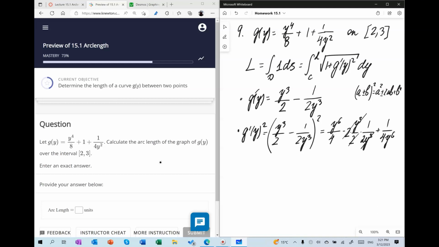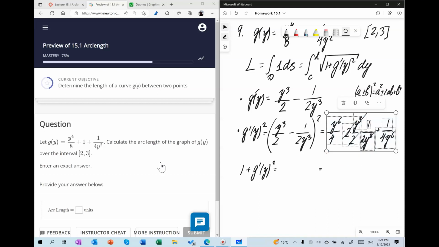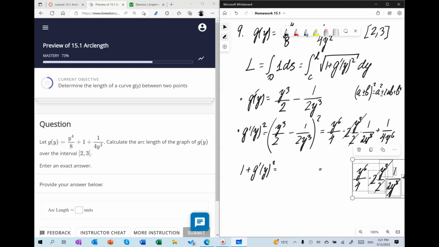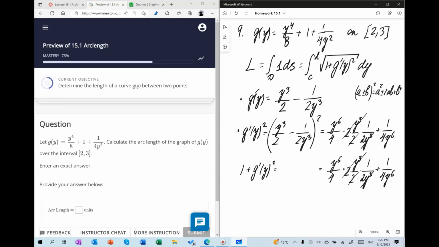And here's the trick. When you add 1 to the g prime of y squared, you are literally just taking this expression, and because this whole thing in the middle is equal to negative 1/2, by adding 1, you're turning negative 1/2 into positive 1/2. So visually, the only thing that happens here is the minus becomes plus. But when you change minus into plus, here's what happens in the middle.